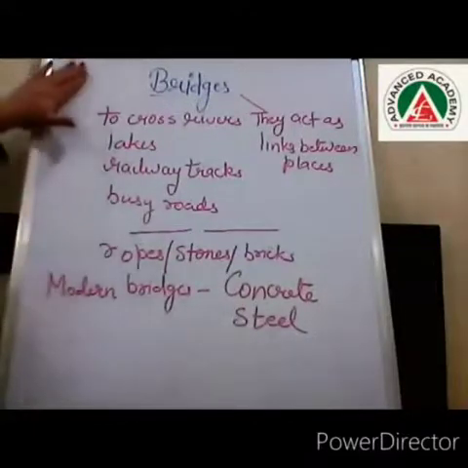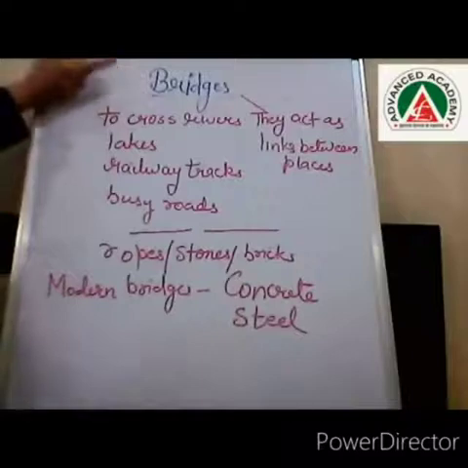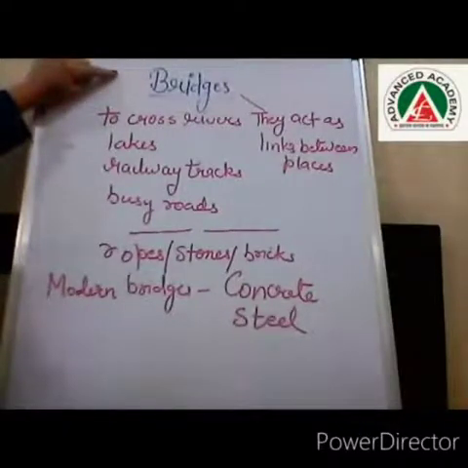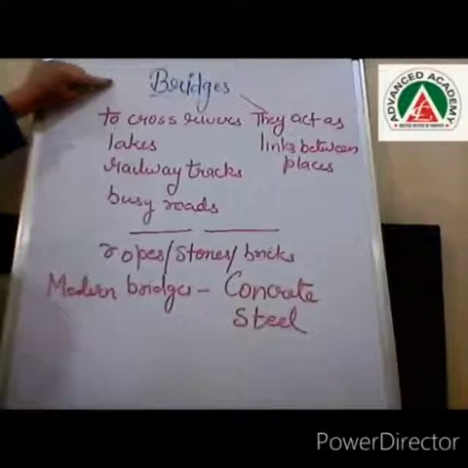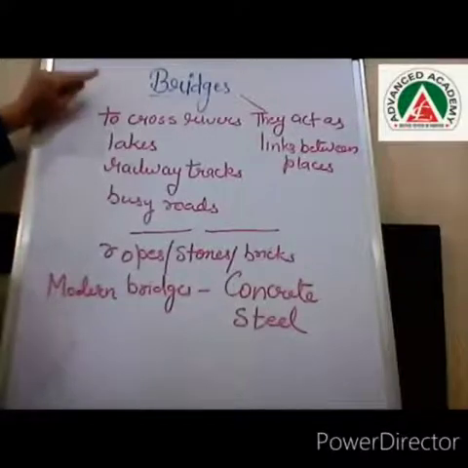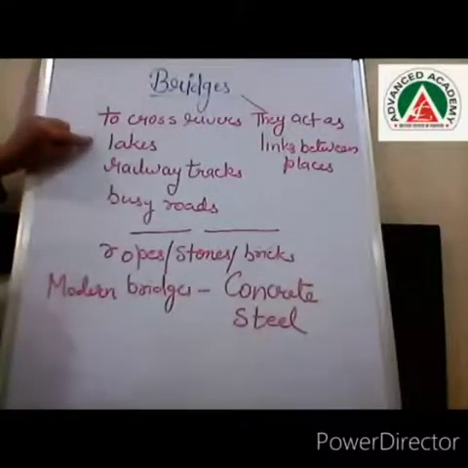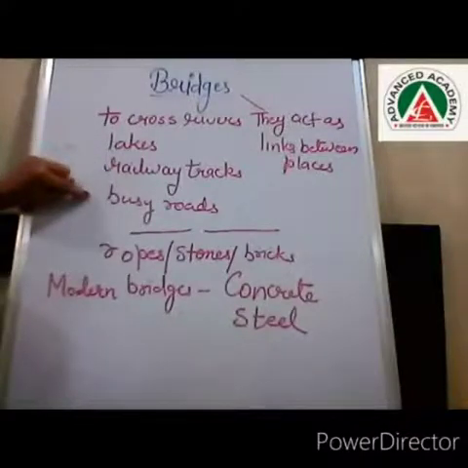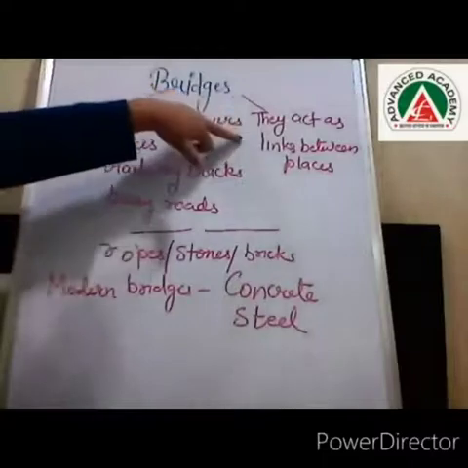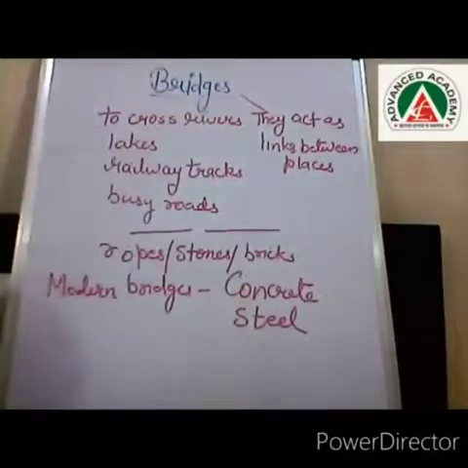Children, now we are going to understand about bridges. I know you all have seen different types of bridges. First of all, let us understand how bridges are helping us. Bridges help us to cross rivers, lakes, railway tracks, and busy roads. They act as a link between places.